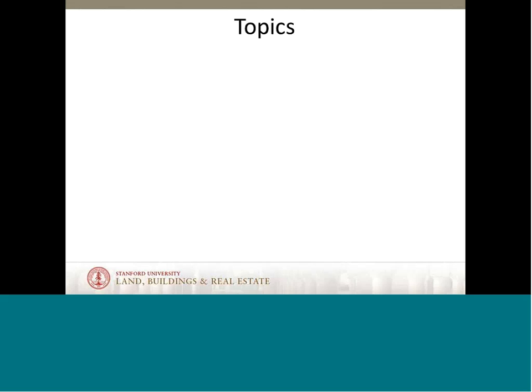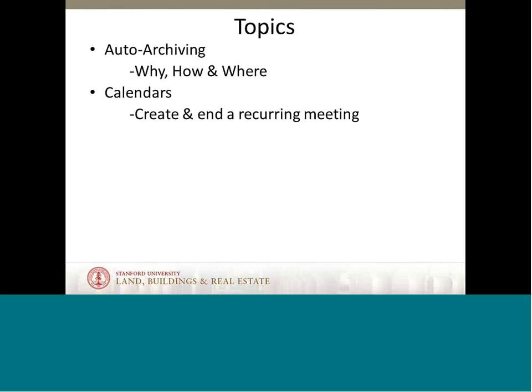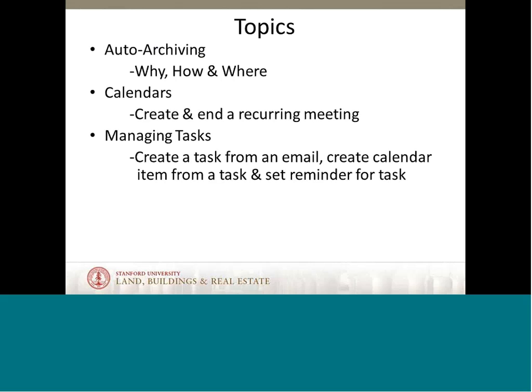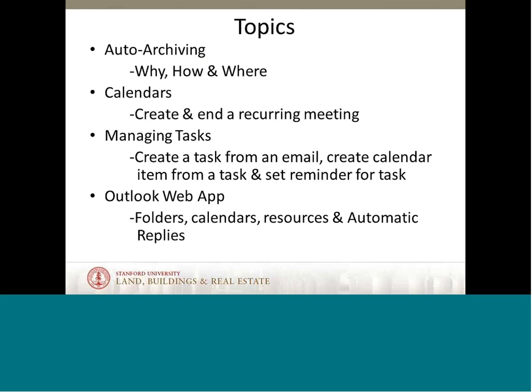I only have four topics to cover. First is auto archiving: why you should have it configured, how to configure it, and where to find your archive. Second is calendars: create and end a recurring meeting. Third is managing tasks: we're going to create a task from an email, create a calendar item from a task, and set reminders for a task. The last topic is the Outlook web application, where we'll look at the folders, calendars, resources, and set up automatic replies.